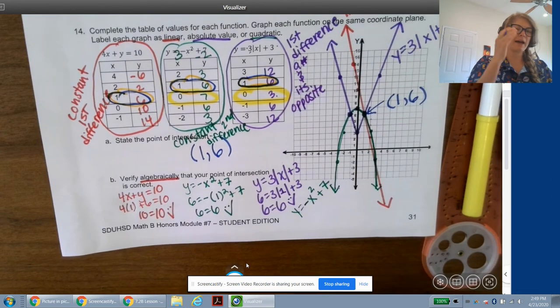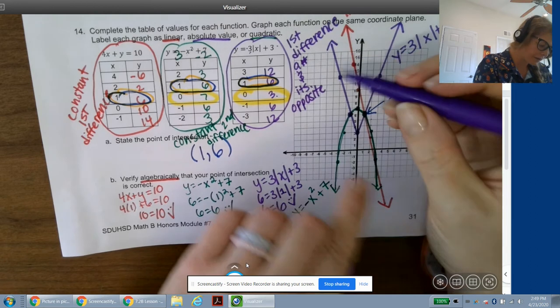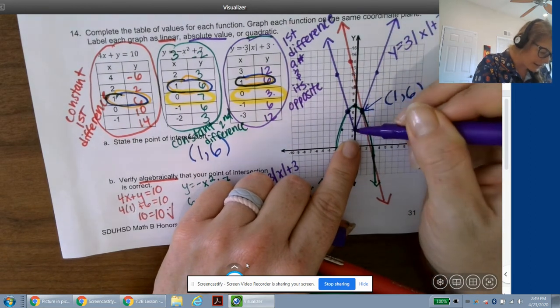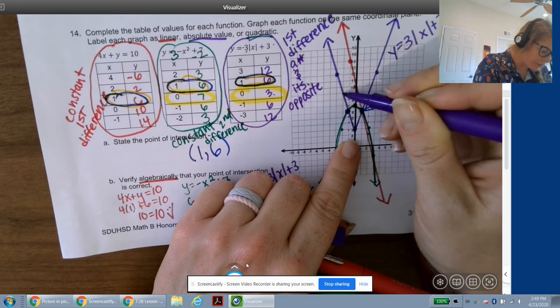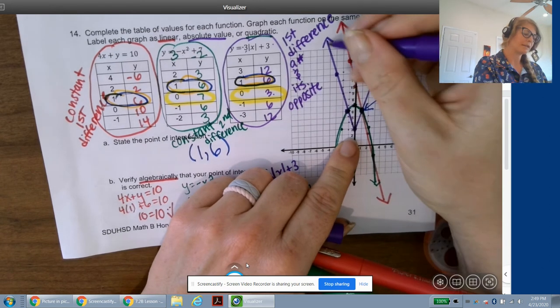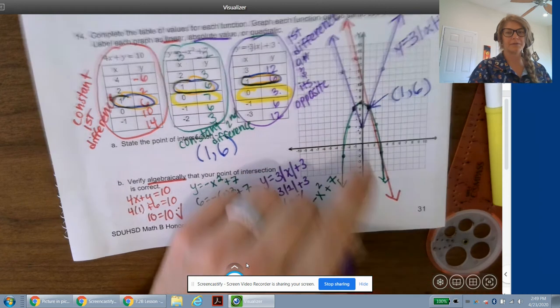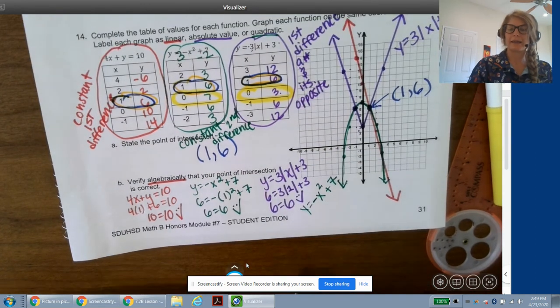So you'll see that the slope here of this line is negative 3. 1, 2, 3 over 1. So this slope's negative 3. This slope's positive 3. So you'll notice that in your first difference as well.